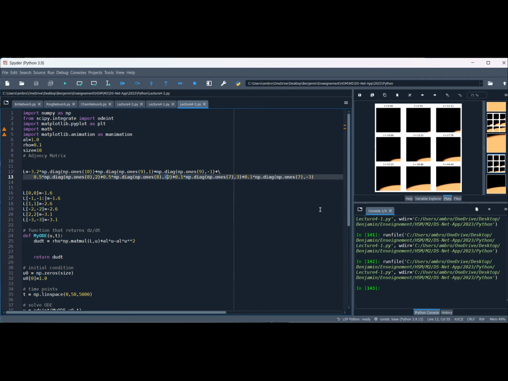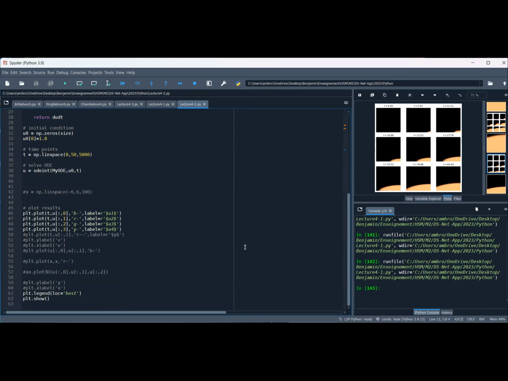All right, and these are diffusive type because you see that the sum here, minus 3.2, is exactly the sum of 0.1 plus 0.5 plus 1, times 2, which gives you 3.2. All right. And this is a diffusive type.